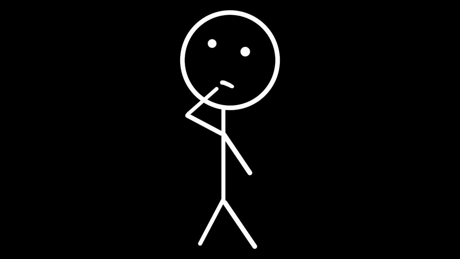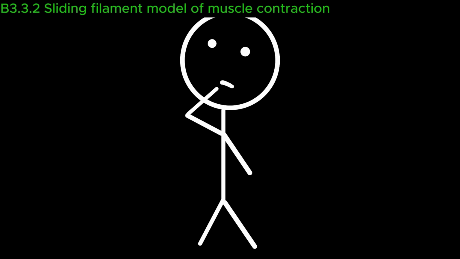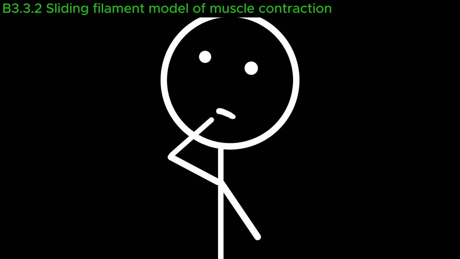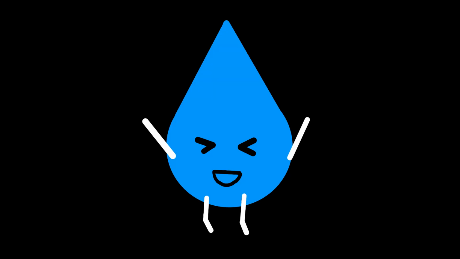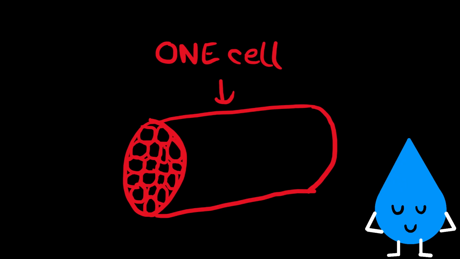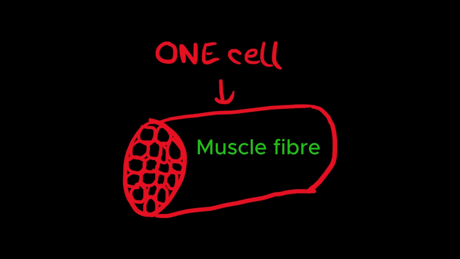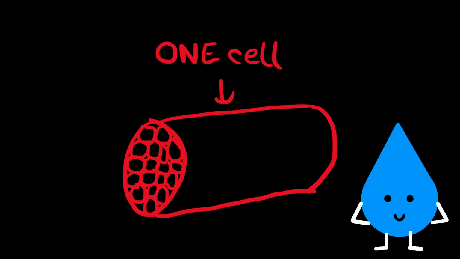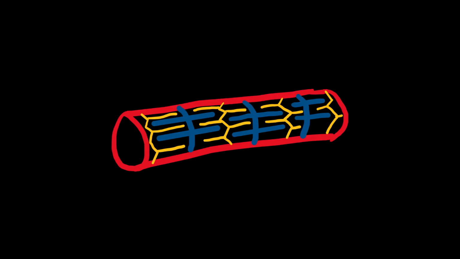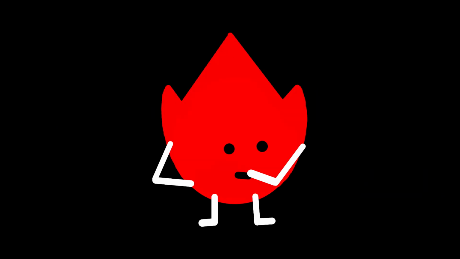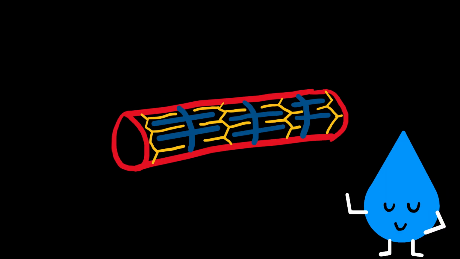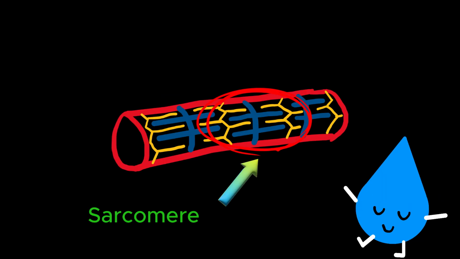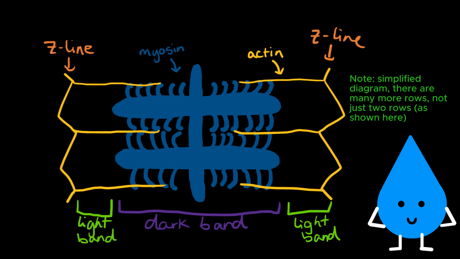I was thinking, how do muscles actually contract? Because I'm assuming they don't have anyone pulling on the muscle. Great question. Muscles are made of muscle cells, which have a special name called muscle fibers. Each muscle fiber contains many smaller units called myofibrils. Well, that's a complicated cell. Wait for it. Each myofibril is made of sarcomeres. This is how a sarcomere looks like.